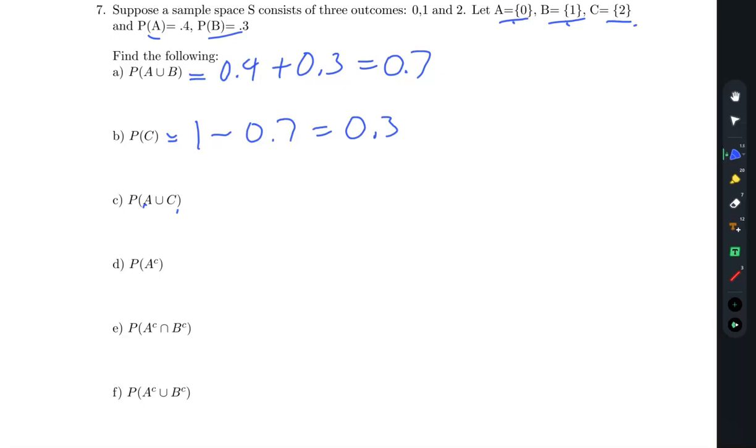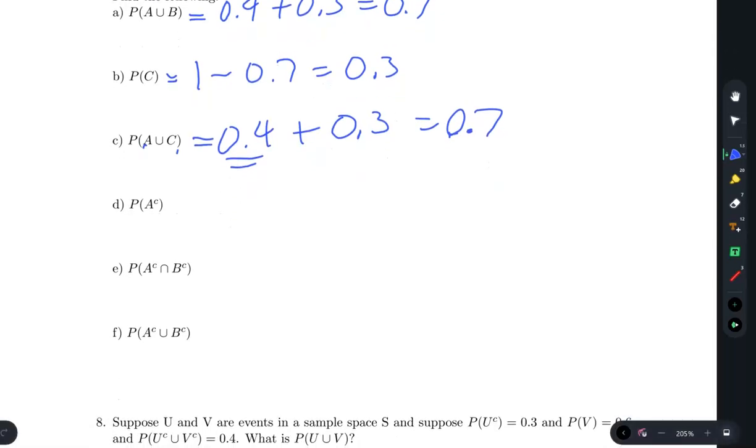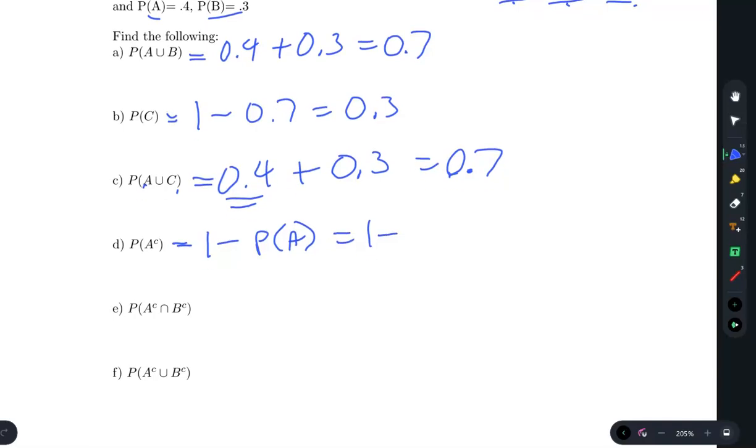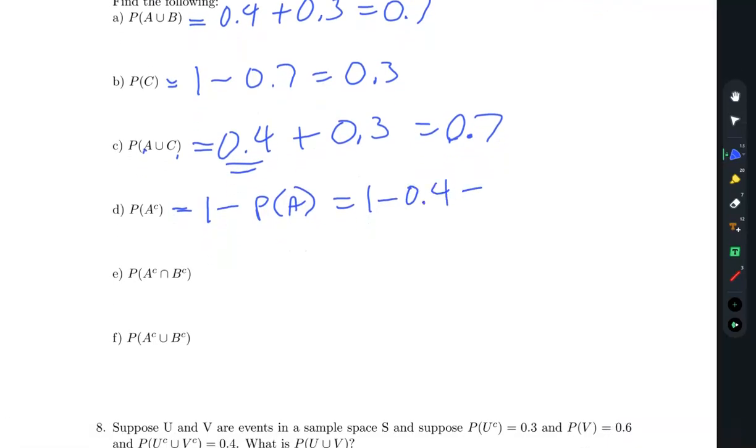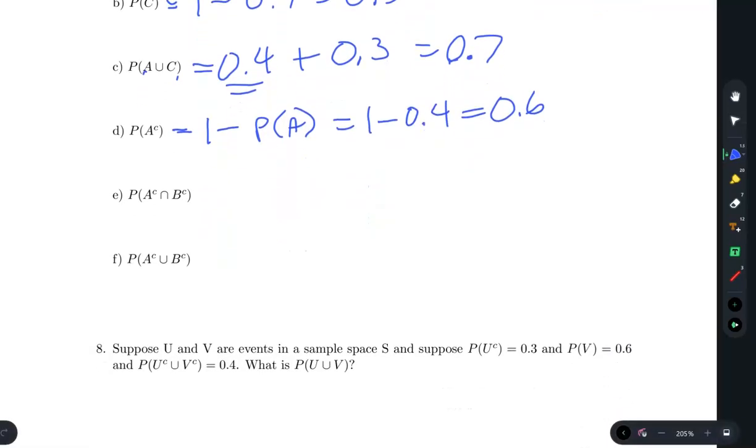Probability of A or C, I'm just going to add those 2 together. So probability of A is 0.4 and add on this 0.3, and that gives me a 0.7. Probability of A complement is going to be 1 minus the probability of A. So that's 1 minus the 0.4. And so that gives me 0.6.